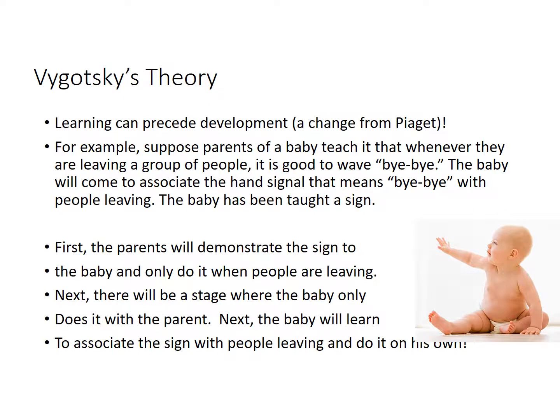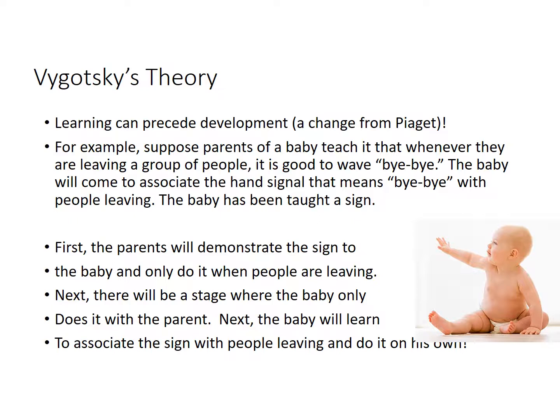Let's take a specific example. Suppose parents of a baby teach it that whenever they are leaving a group of people, it is good to wave bye-bye. The baby will come to associate the hand signal that means bye-bye with people leaving. The baby has been taught a sign, so learning has occurred.